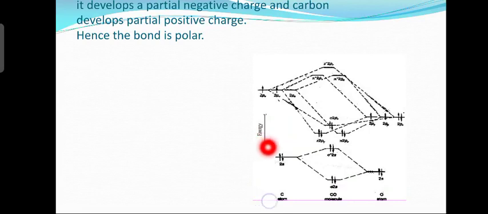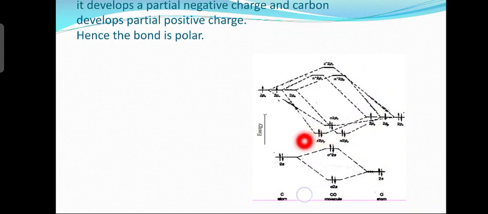Energy is along the y axis. You can see the 2s orbital of carbon and the 2s orbital of oxygen. In the molecular orbital diagram, sigma 2s bonding and sigma star 2s anti-bonding, the bonding orbital will be closer to the more electronegative atom, and the anti-bonding one closer to the less electronegative atom, carbon. Here also you can see 2px, 2py, 2pz.